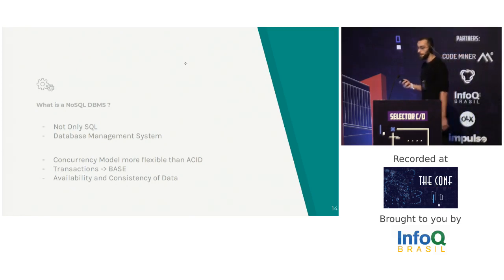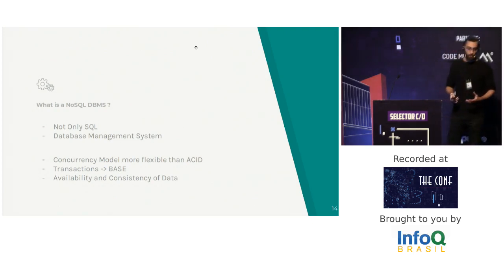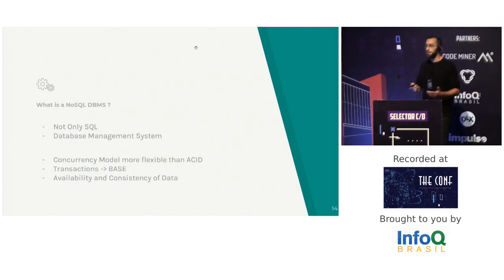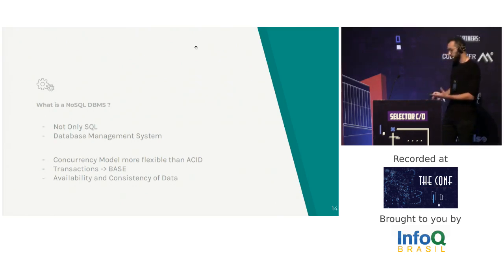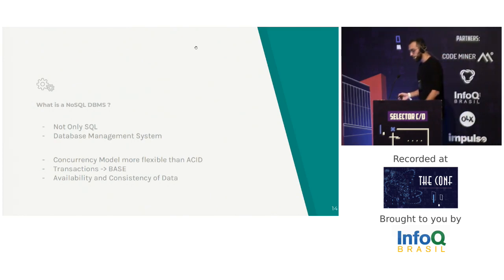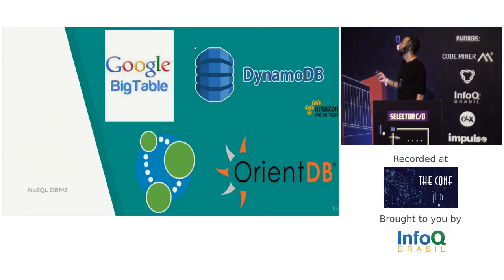You don't have to follow them straightforwardly. And also, they tend to worry about availability and consistency of data because they work with distributed databases. So they were kind of born to solve different problems than relational databases were born to solve. So it's a category of databases to solve different problems and have different characteristics. So it's basically that.